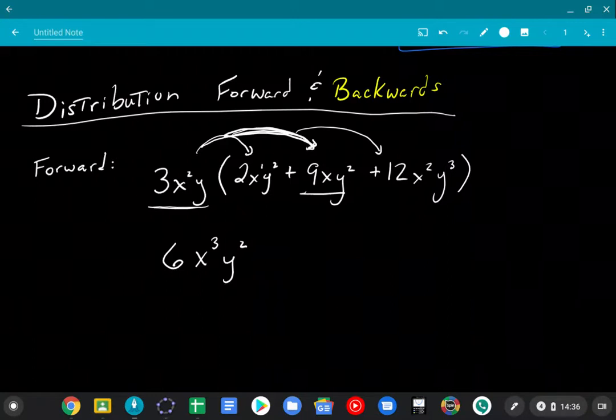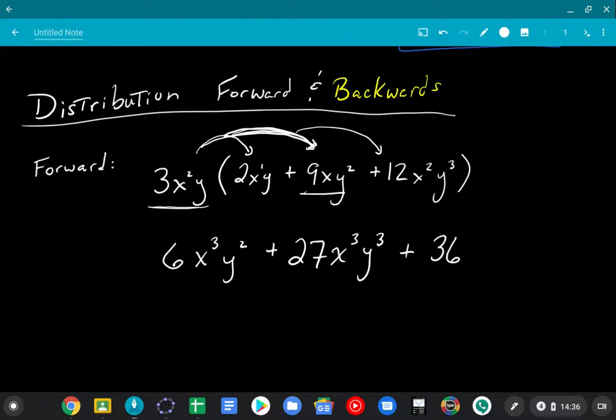So now we got 3 times 9 is 27. X squared times x is x cubed. And y times y squared is y cubed. And it's going to be addition. And finally, the 3x times the 1 at the end, 12x. So 3 times 12 is 36. And x squared times x squared is x to the fourth. And y times y cubed is y to the fourth.